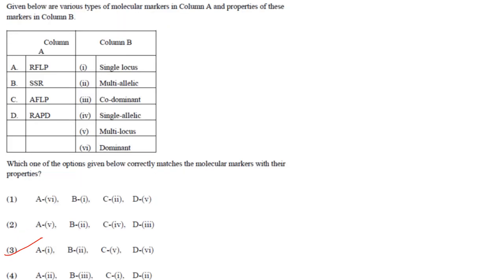The next one. Given below are various types of molecular markers in column A and properties of these markers in column B. So RFLP is single locus. SSR is multi-locus. AFLP is dominant, multi-locus. And RAPD is dominant. So the answer here is option 3, that is A1, B2, C5 and D4, D6.